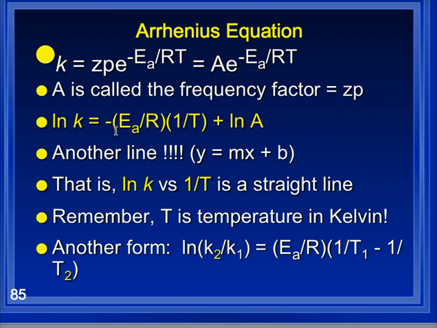Now we've got an equation for a line. This is where you're going to find your E sub A, because you're going to be plotting the natural log of the rate constant by the inverse of T. And that will give you a line. If your T is in Kelvin and you calculate the slope of your line by graphical analysis, you'll be able to find your activation energy.